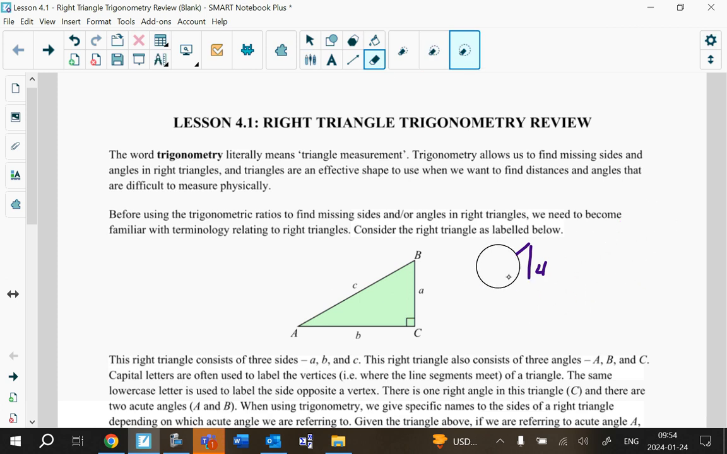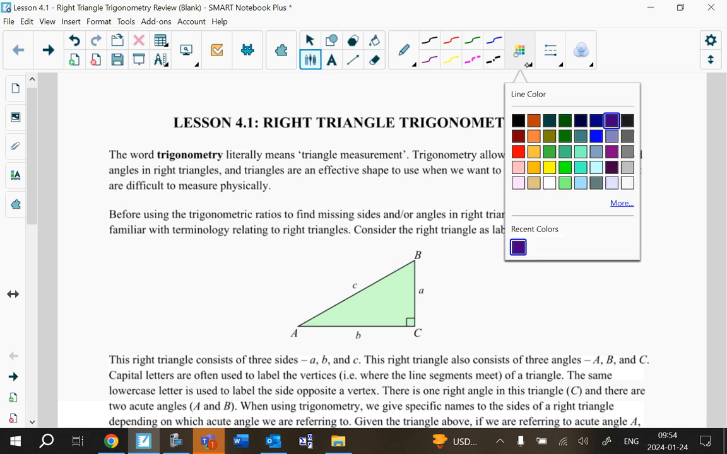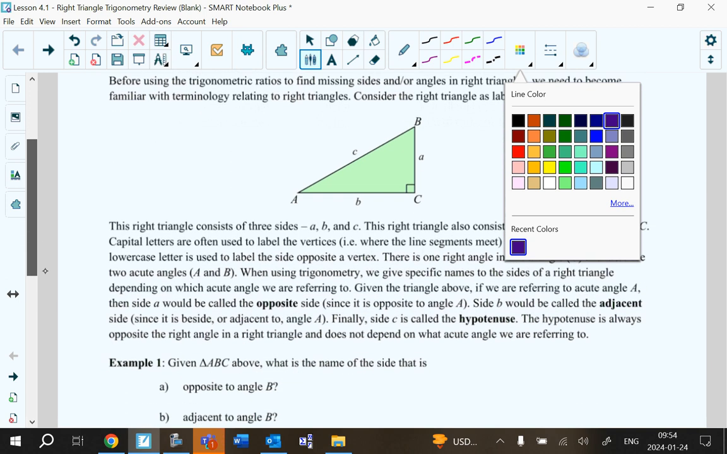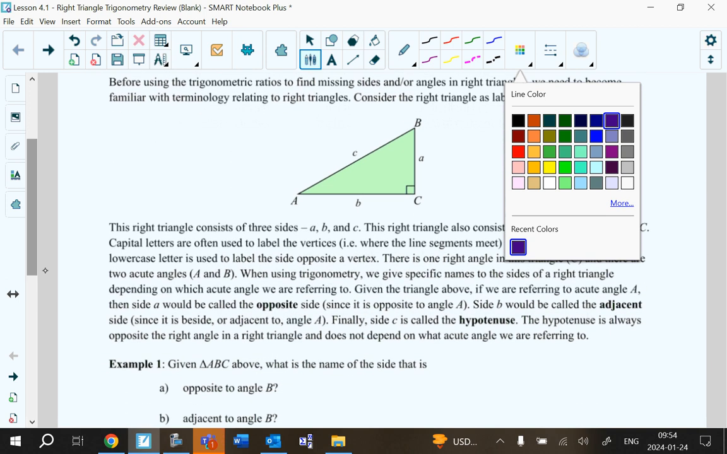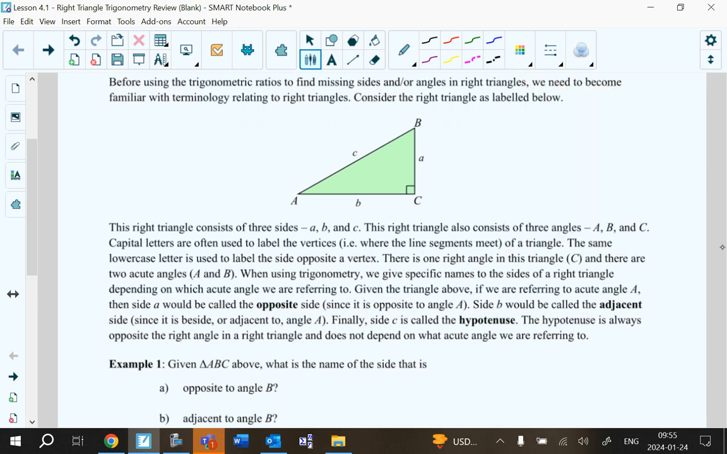So the first thing I want to talk about is just basically a review of what we did last year. Because really, trigonometry is just about setting up and solving equations. They just look a little different. They've got three words, sine, cos, and tan in them. Okay.